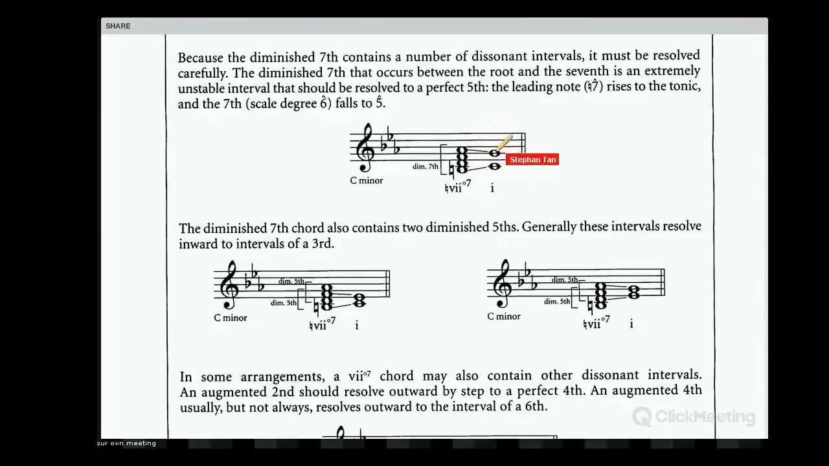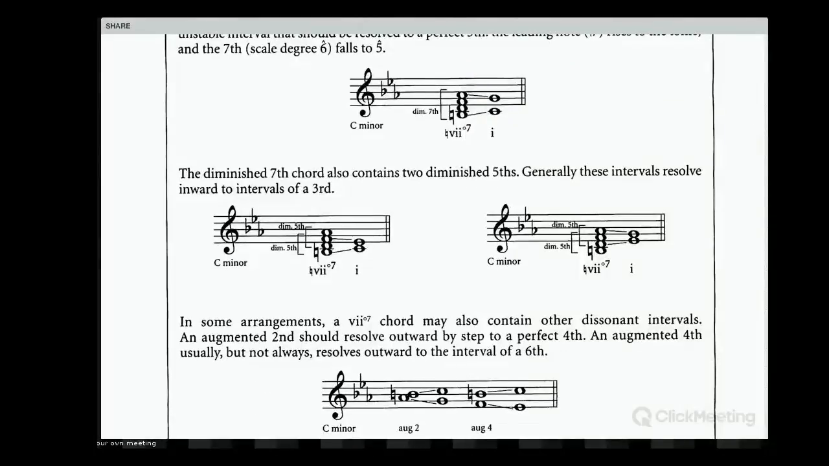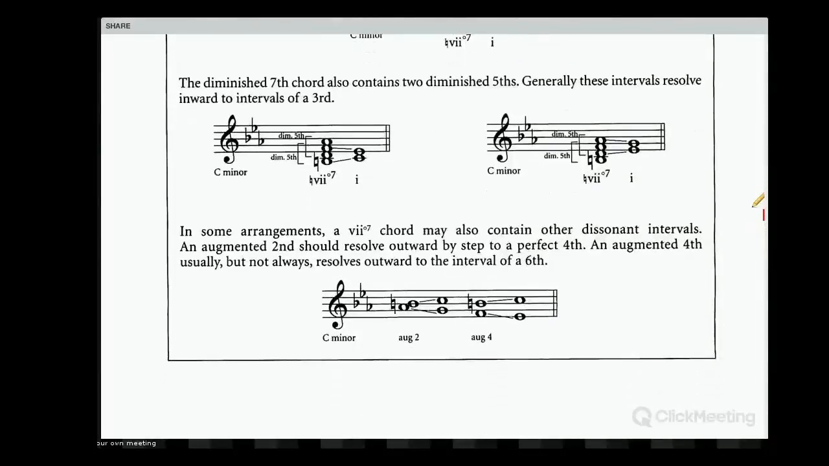So the leading note rises, the seventh of the chord falls. So this diminished seventh resolves inwards to a perfect fifth. But the diminished seventh chord also contains two diminished fifths. Typically, these intervals resolve inwards. So you see one diminished fifth here in the C minor example, the B up to C, F down to E flat. The diminished fifth resolves inwards to a third. The second diminished fifth, occurring between the D and the A flat, also resolves inwards to the interval of a third.